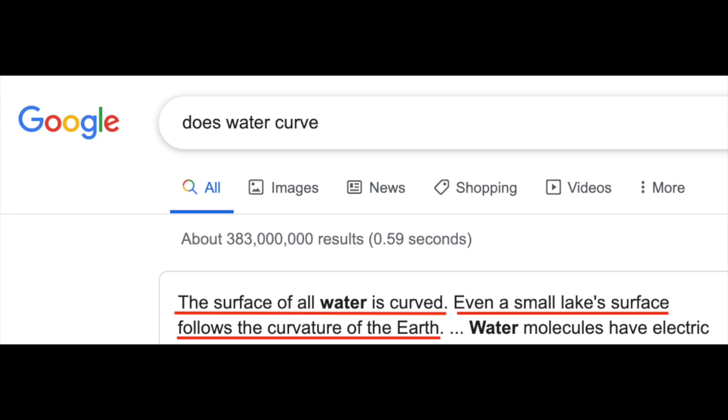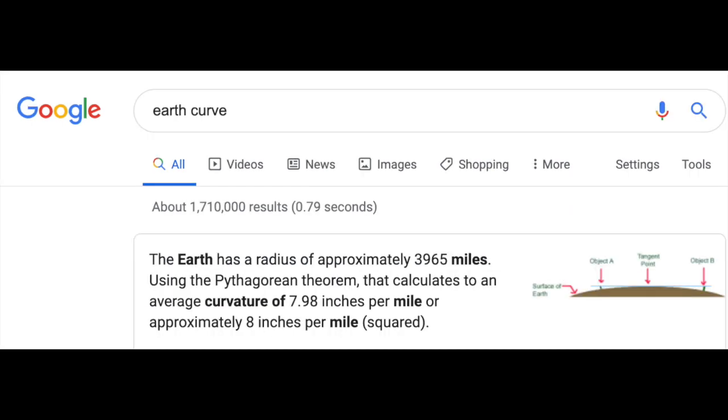So what is the curvature of the Earth? Or what I should say is, what is the mainstream supposed curvature of the Earth? What is the curvature that they tell us? Well, we can see here, it says that Earth has a radius of approximately 4,000 miles. So using the Pythagorean theorem, we can see that the average curvature is about 8 inches per mile squared.